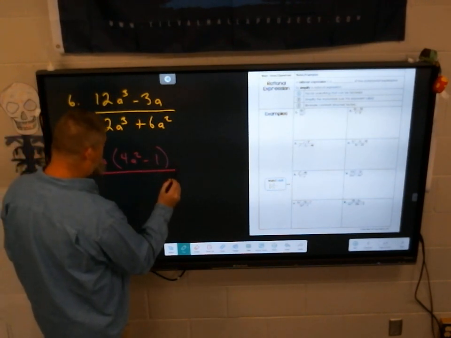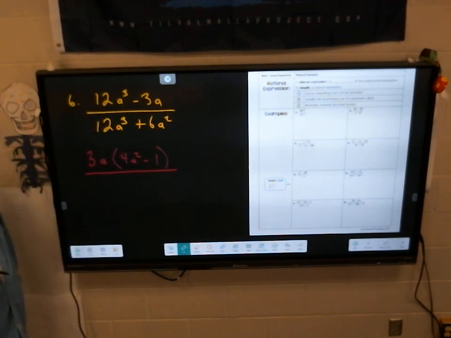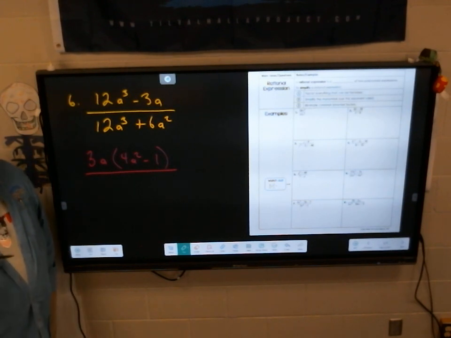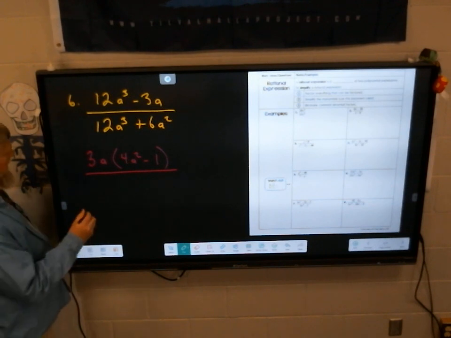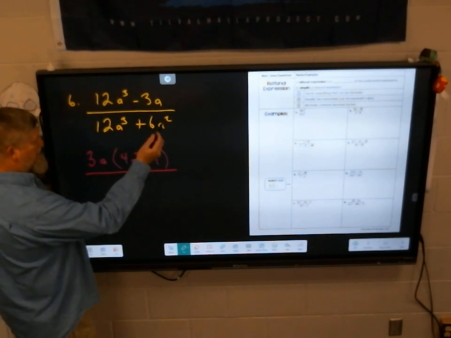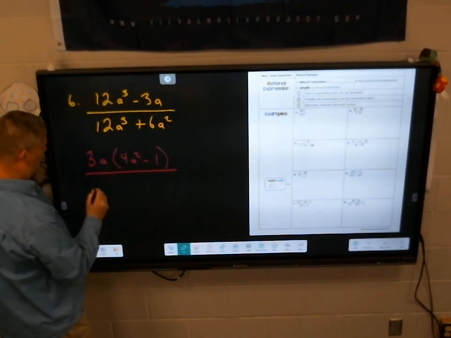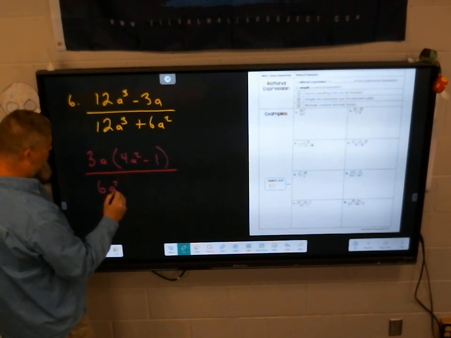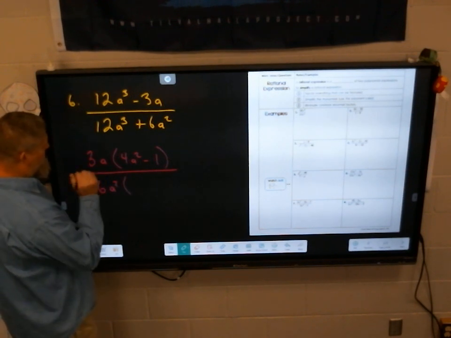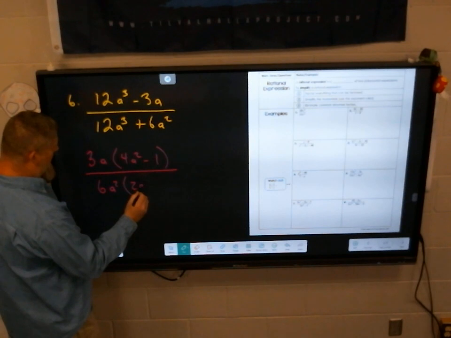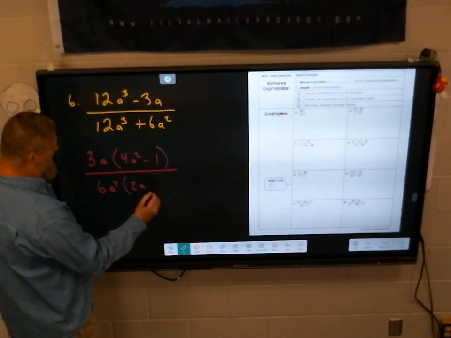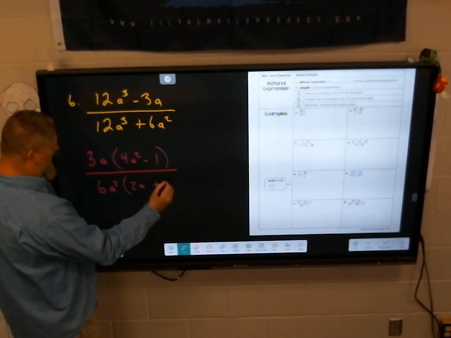So I'm going up to 4a squared minus 1? Yes, outstanding. Okay, I was really proud of that. On the bottom, 12a cubed plus 6a squared. What do they both have in common? A 6 and the a. a squared, because you take the lowest exponent. So there's a 2 and a 3, you take the 2. So 6a squared. So you'd be left with 2a plus 1.